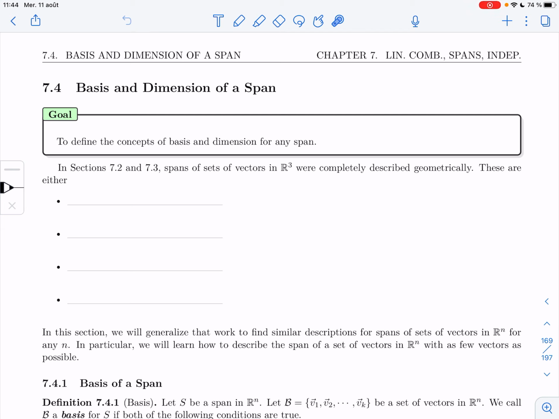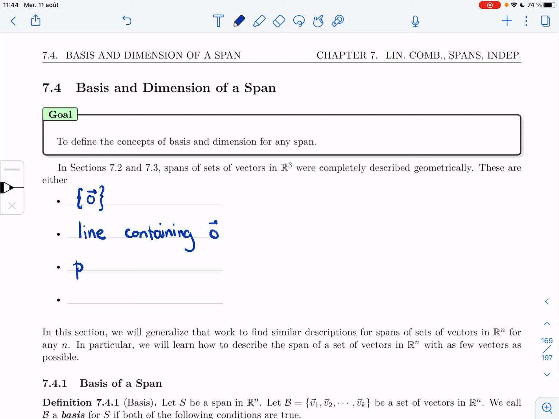Just to recap where we stand, in sections 7.2 and 7.3, spans of sets of vectors in R3, that's important, we're talking about R3 only, were completely described geometrically. These are either just one vector, the zero vector in a set, that's the smallest it could be. And then if we want something a bit bigger, we could get lines. So a line, but that line is not arbitrary. It needs to contain zero. It needs to pass through the origin. It needs to contain the origin.